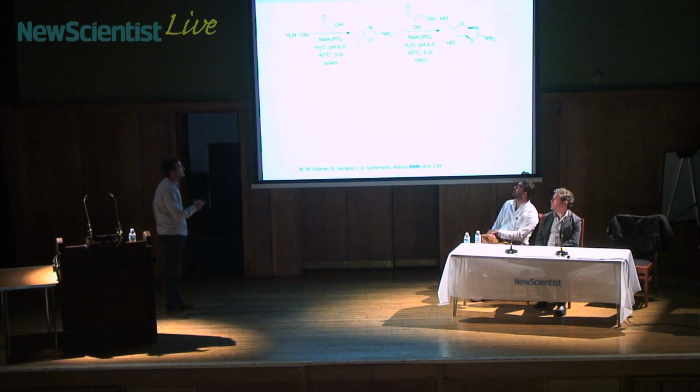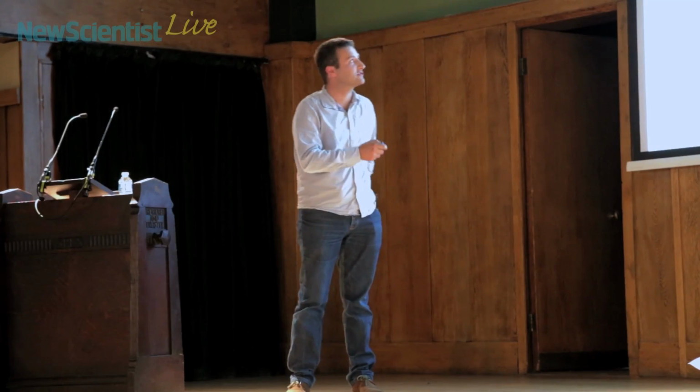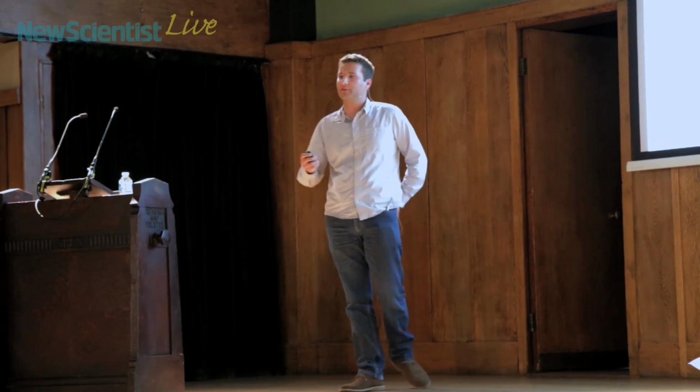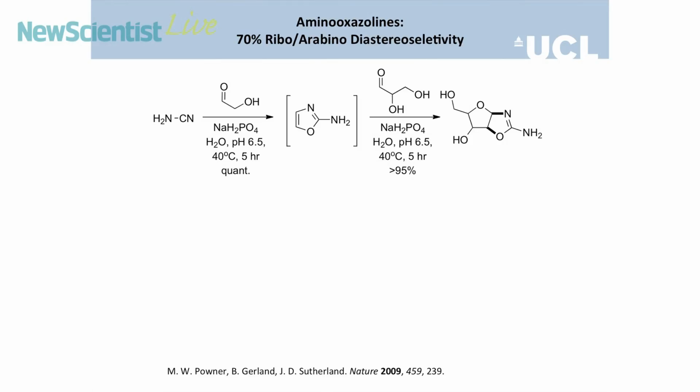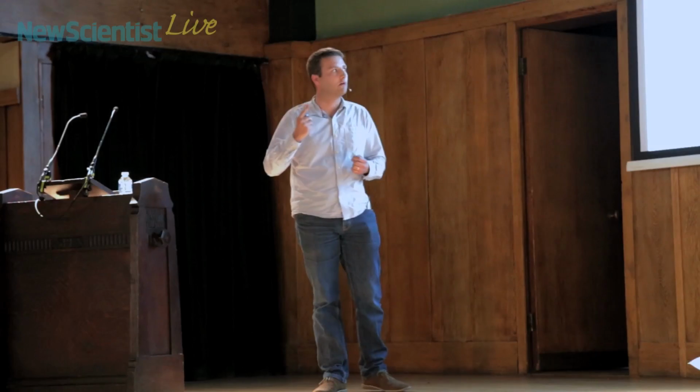2-amino-oxazole then condenses with glyceraldehyde in a rather spectacular reaction. Again, a near quantitative reaction to generate pentose aminooxazolines. Of these pentose aminooxazolines, 70% is the ribo and arabino forms. Each of those is only one stereochemical inversion from the beta-ribo form that's found in biology. So of those 4 contiguous stereocenters, in each of those molecules, we've only got one wrong.